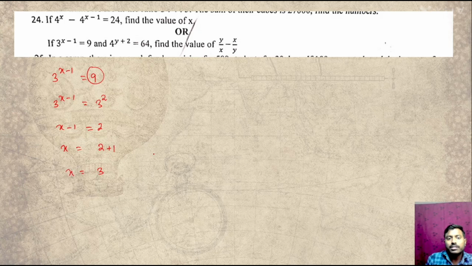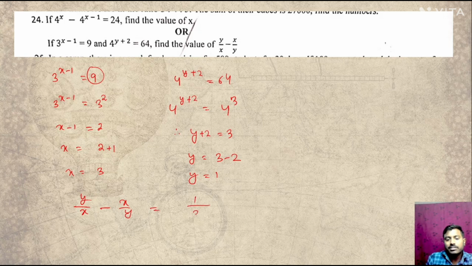Now again find 4 to the power y plus 2 equals 64. Now 4 to the power y plus 2 equals 4 to the power 3. So y plus 2 equals 3, y equals 3 minus 2 equals 1. Now find y to the power x minus x by y. y means 1, x means 3, minus x means 3, y means 1, equals LCM 3. 1 minus 9, that is 8 divided by 3 is the correct answer.